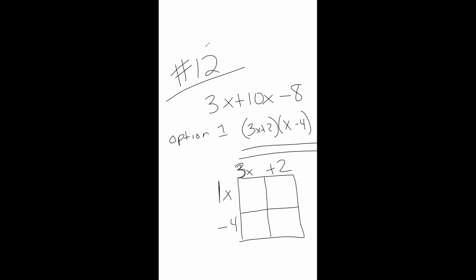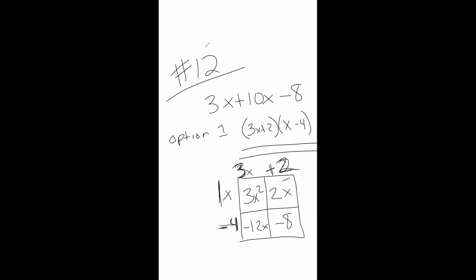3 times 1 is 3, and I have my x squared. 1 times 2 is 2, and I have my x. 3 times negative 4 is negative 12x. And negative 4 times positive 2 is negative 8. And there's a lot of negatives and stuff going on. That's why, just use your calculator. If you're not very good with adding and subtracting negatives, use your calculator. Even the phone calculators have the positive and negatives.